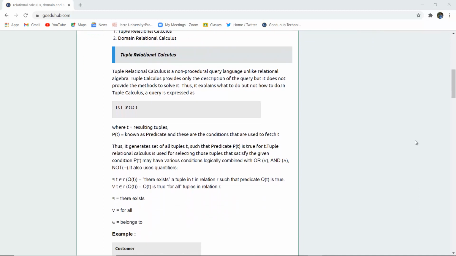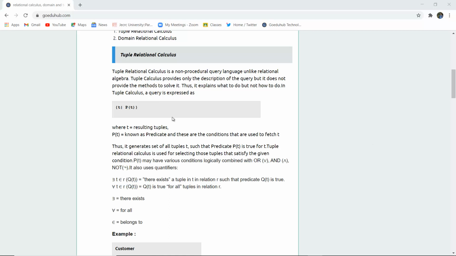To begin with, tuple relational calculus. Tuple relational calculus is a non-procedural query language, unlike relational algebra. Tuple calculus provides only the description of the query, but it does not provide the methodology for solving it. Thus, it explains what is to be done but not how it is to be done.